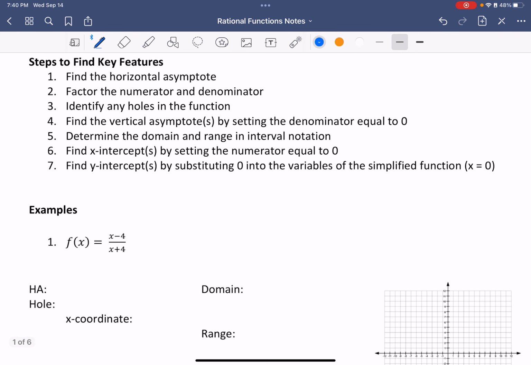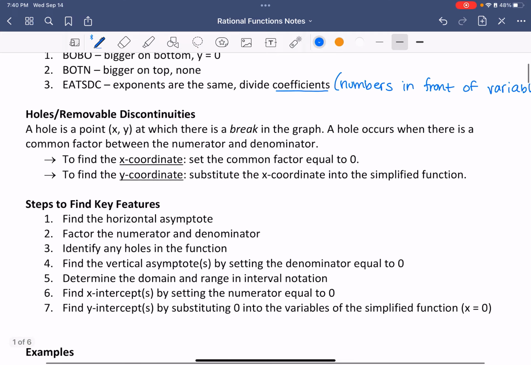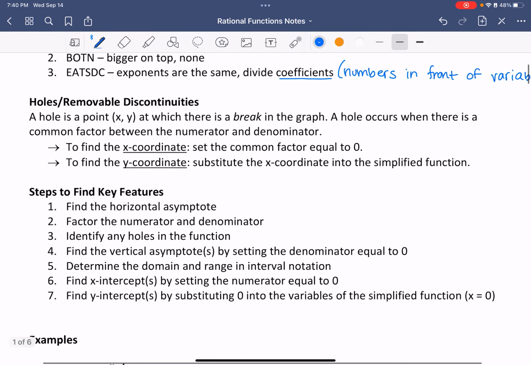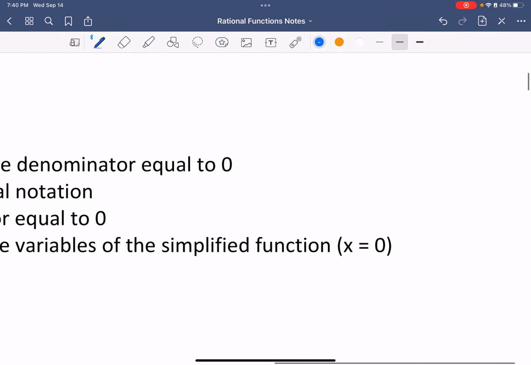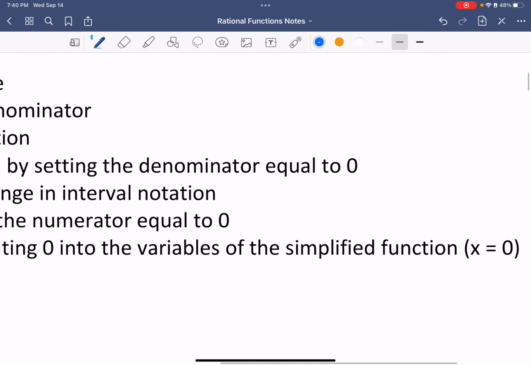The next step is to identify any holes in the function. So if you notice that there's a common factor and you have to cancel them out and you have to simplify the function even more, then that canceled factor creates the hole, and you can refer back to the paragraph right above this on how to find the x and the y coordinate for the hole. Step number 4 is to find the vertical asymptote. You set the denominator equal to 0 after you have simplified. So let's say setting the simplified.